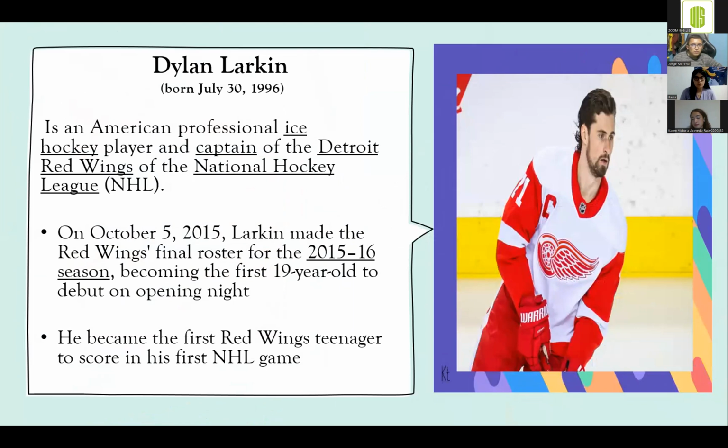Dylan Larkin, born on July 30, 1997. He is an American professional ice hockey player and captain of the Detroit Red Wings of the National Hockey League. On October 5, 2015, Larkin made the Red Wings' final roster for the 2015-16 season, becoming the first 19-year-old to debut on opening night. He became the first Red Wings teenager to score in his first National Hockey League game.